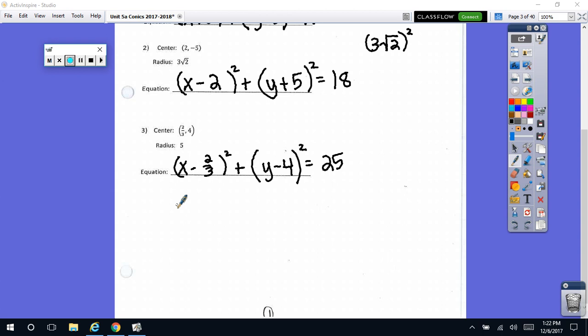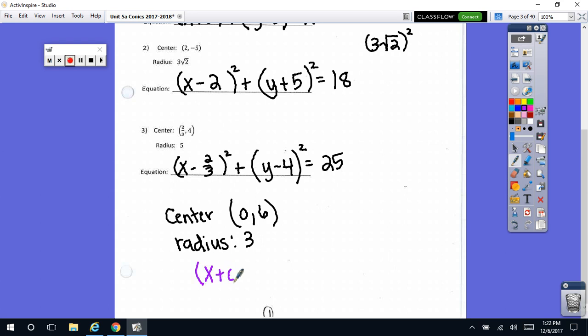Okay, let's make up another one real quick. Let's say we have a center of 0, 6, and a radius of 3. Okay, in order to do this one, same thing. X plus 0 squared. Y minus 6, opposite sign, squared equals 3 squared, which is 9.